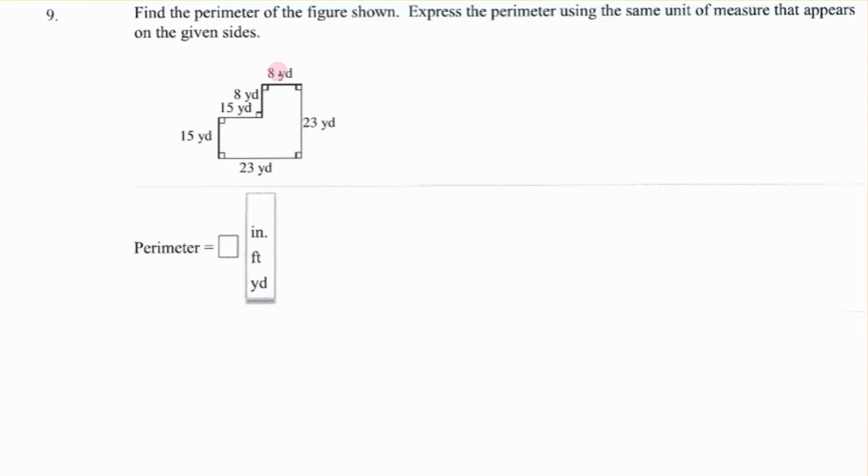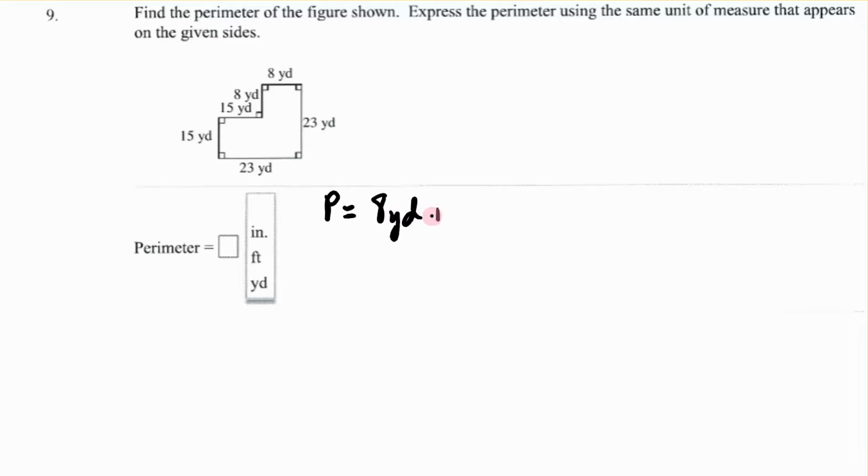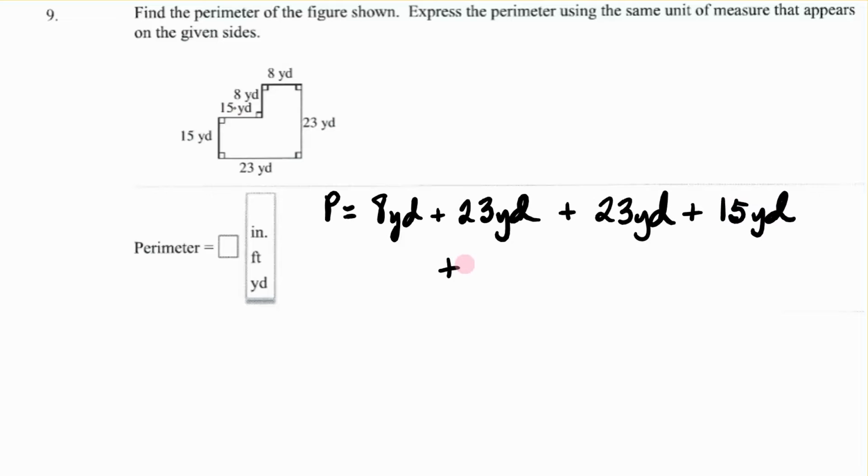Now this time I'm going to start up here at the top, and I'm going to work myself all the way around until I get up to here. So the perimeter is, starting at the top, it is 8 yards plus 23 yards plus 23 yards. I've done this one, and this one, plus 15 yards, plus another 15 yards, plus a final 8 yards.